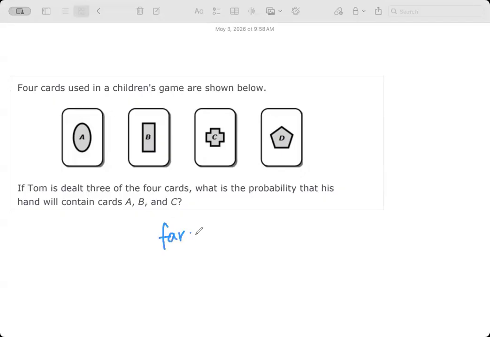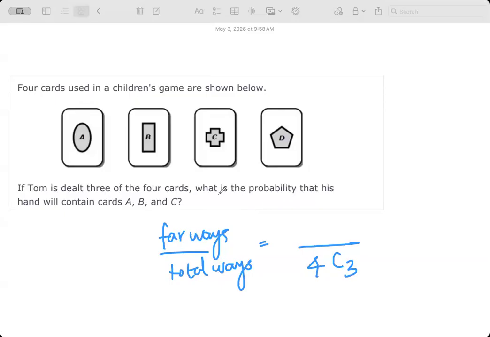So, favorable ways by total ways, right? Total ways is you have 4 cards, you have to choose 3. Favorable ways is you have 3 cards, A, B, C, and you need to choose 3. So that is 1 out of 4. Any questions? Did you do it any other way?